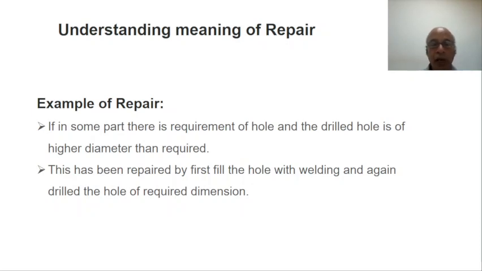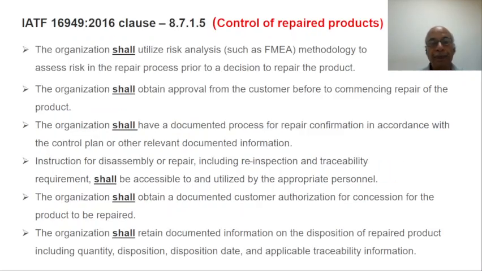Another example for better understanding about the repair. Suppose you have a hole in a part and the drilled hole has a higher diameter than the required one. The hole diameter is oversized. So this has been repaired by filling the hole with welding material and again carrying out a drilling operation or some other operation to acquire the hole diameter as per the size tolerance.